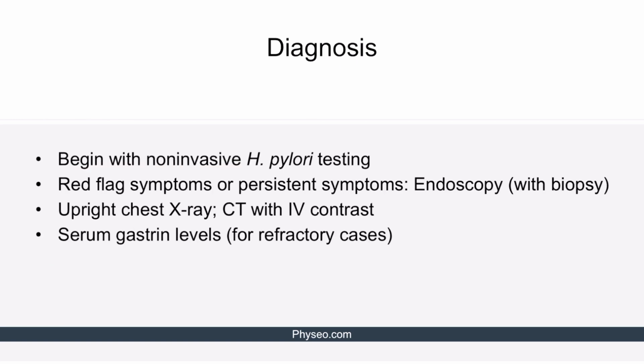If you are suspicious that a patient may have a peptic ulcer, the first step in diagnosis should begin with the least invasive option, testing for H. pylori, which can be done with a urea breath test. However, if the patient does not improve or has red flag symptoms, then you should move on to an endoscopy with biopsy. When this is performed, H. pylori infection or a potential malignancy can be detected.